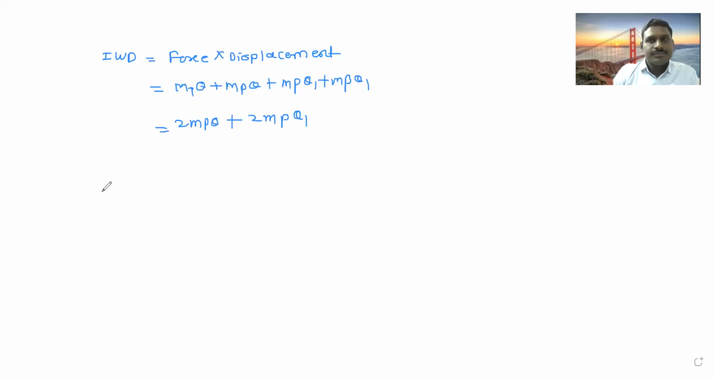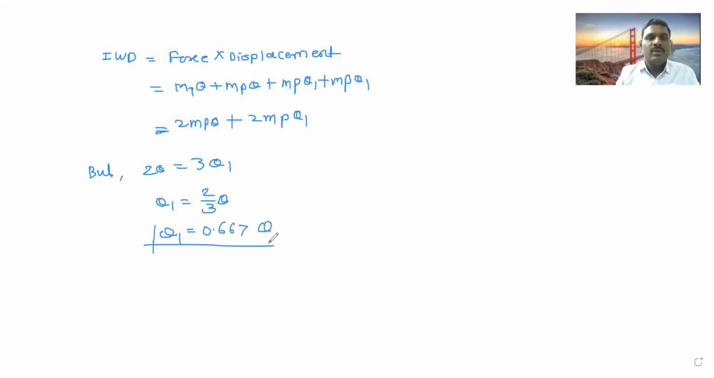But here, this 2 theta is equal to 3 theta 1. So calculate the value of theta 1. So theta 1 is equal to 2 by 3 theta. So how much is theta 1 equal to? 0.667 theta. So this is the value of theta 1.